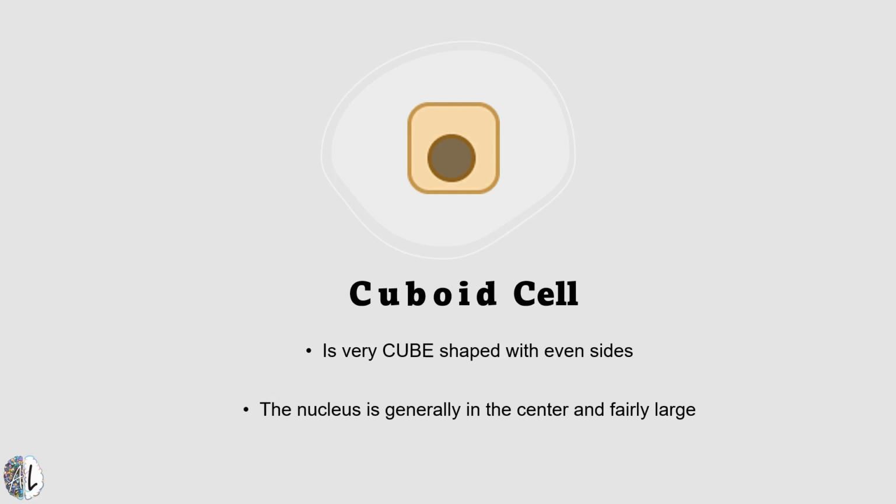All right, next we're looking at a cube or a cuboid shaped cell, and it's just what it sounds like. It is a cube shape, so it's very square. The one thing you're going to look for if you're looking underneath a microscope or you're looking at an image, the nucleus in the center, which here is that darker brown color, will be very large and almost centralized right inside of that cell.